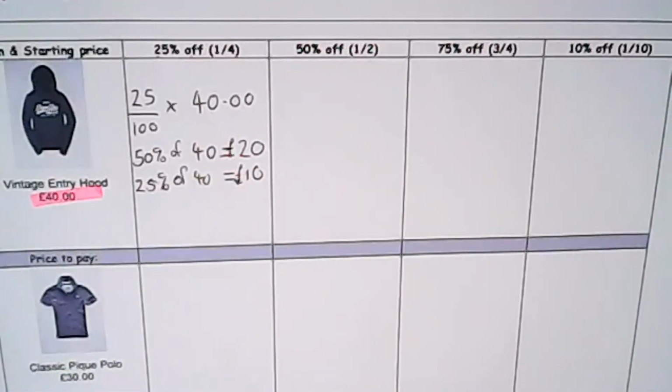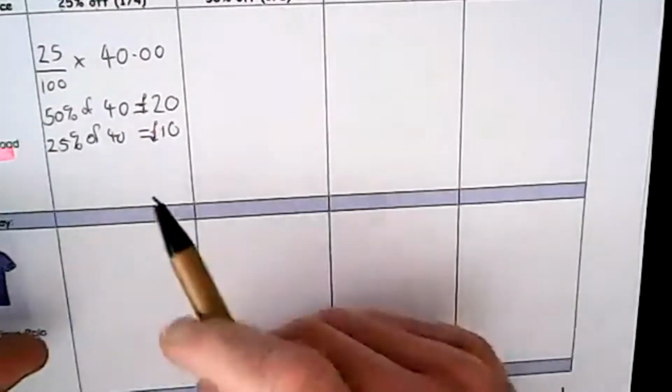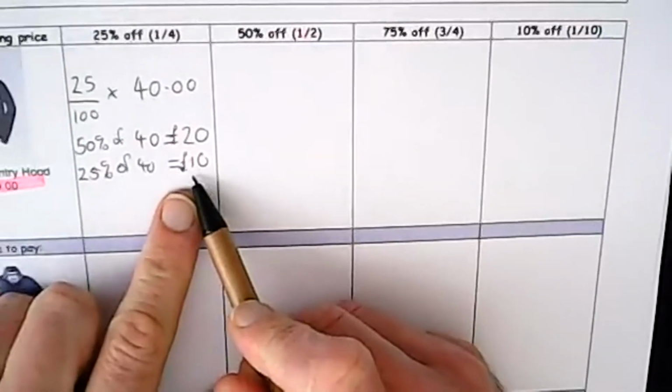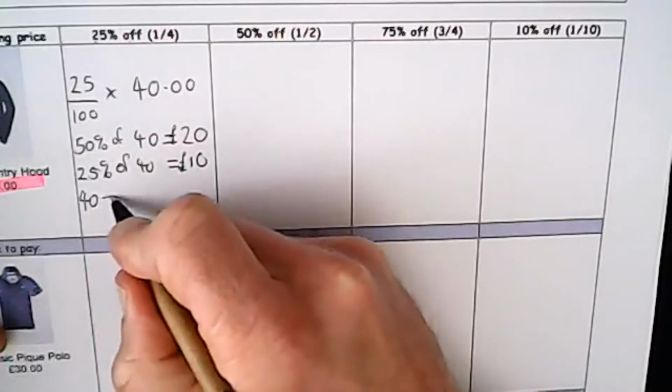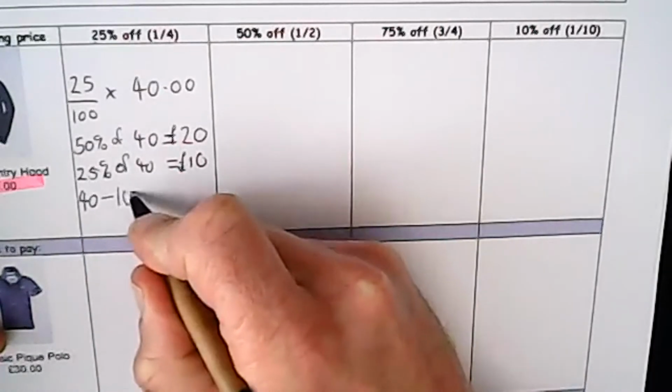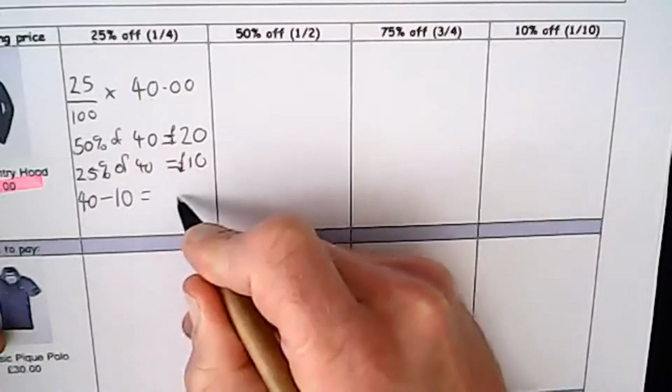So what does that mean, 10? Am I paying £10 for that hoodie? That'd be super cheap, wouldn't it? But no, it doesn't mean that at all. What it means is £10 is saved. So what we need to do next for our working out is go 40 minus 10, and that comes to £30.